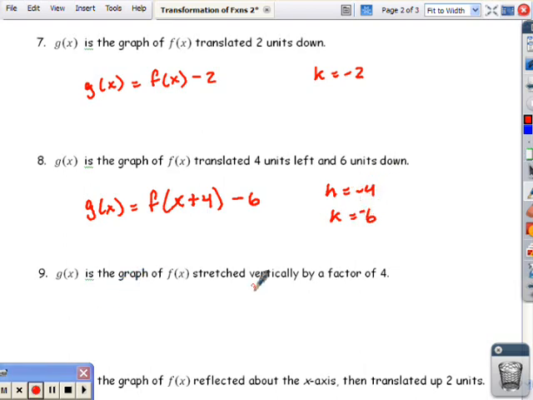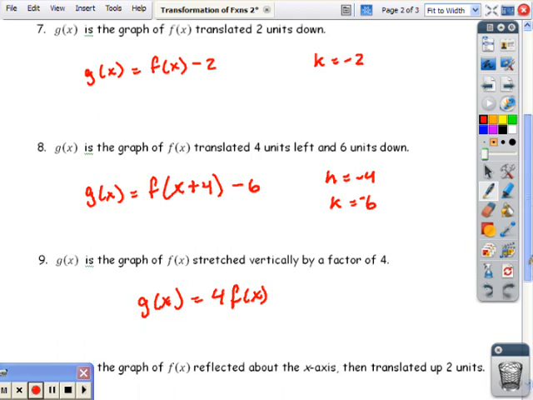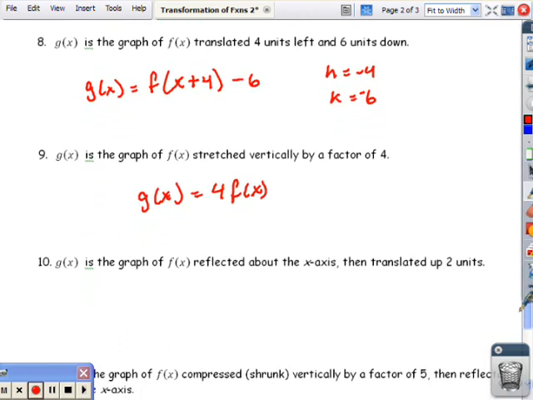Next, stretched vertically by a factor of 4. So it's going to be g of x equals 4 times f of x. Remember that stretch is applied after the function, so it goes outside of the function.